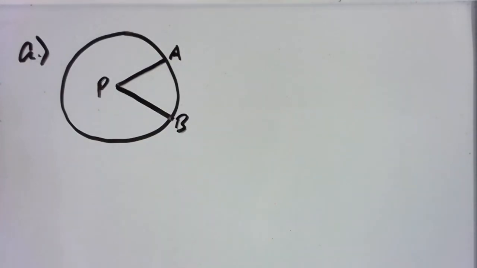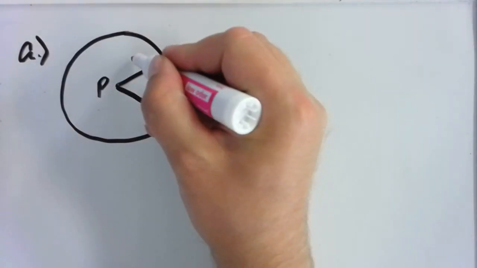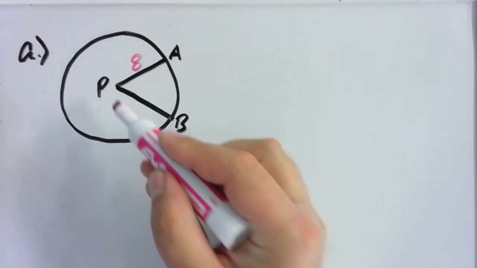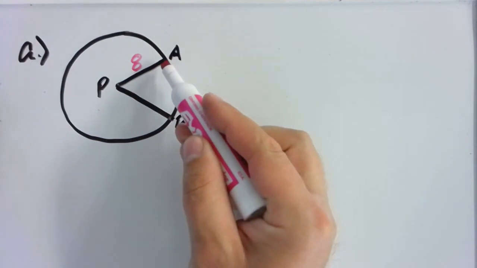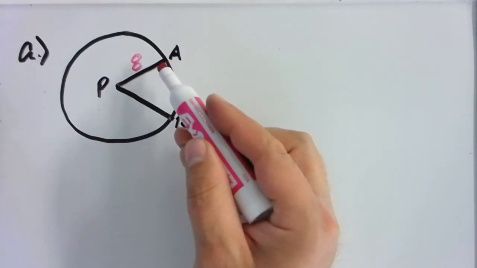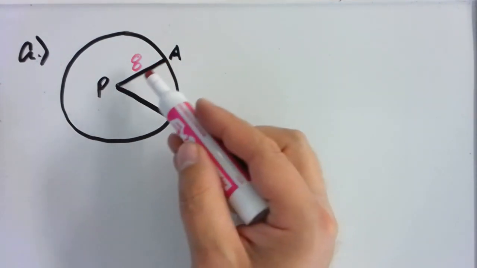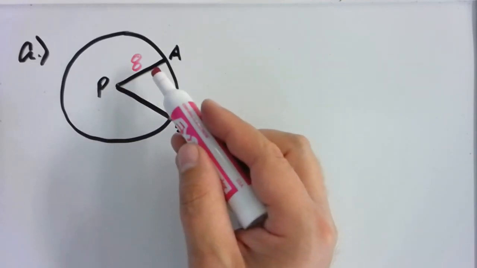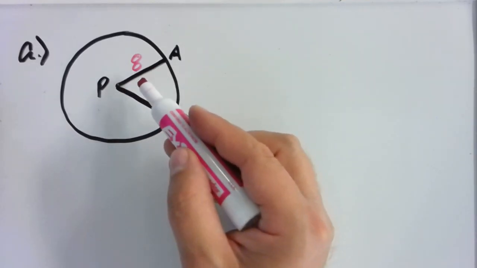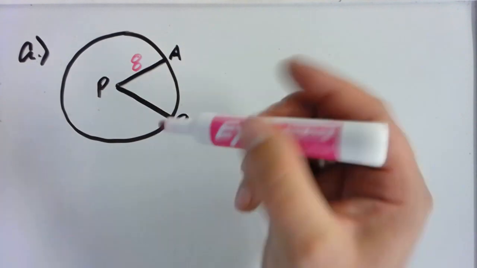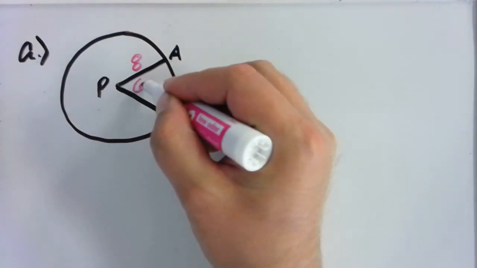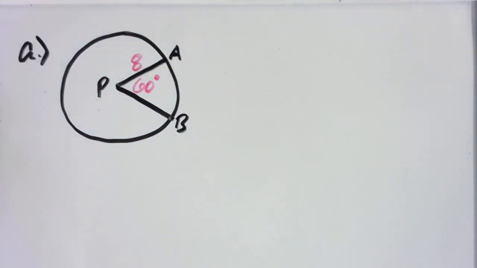Now, in this circle, we have the following information. We're told that the distance from P to A, the center of the circle to the outer edge, is 8 units. You should be able to translate that as the radius. Get used to being able to see that in a diagram and immediately connecting the dots that has to be the radius of the circle. And then the other piece we're told here is that this angle, this central angle, is 60 degrees.